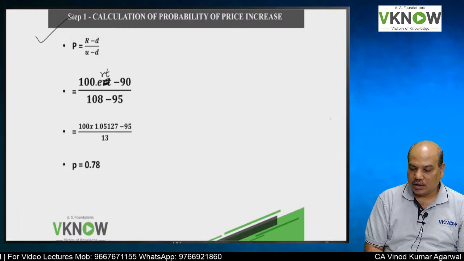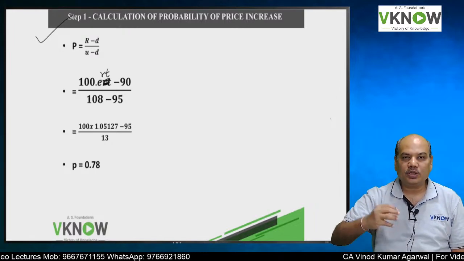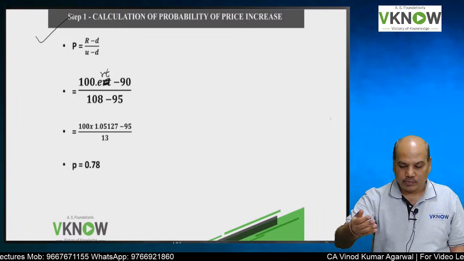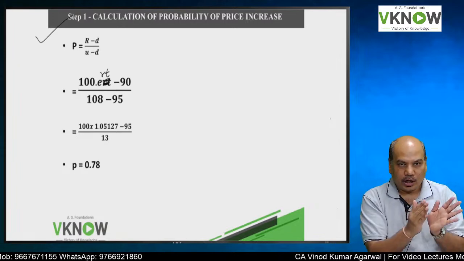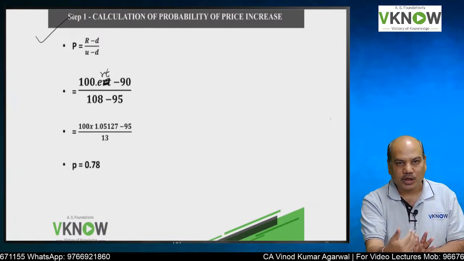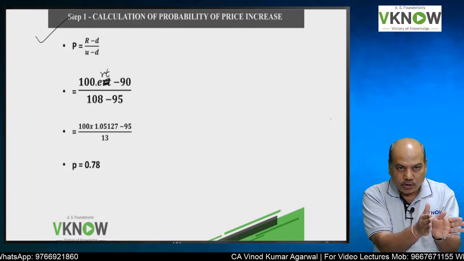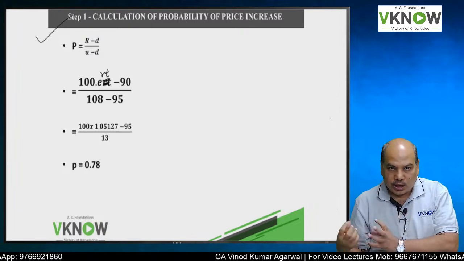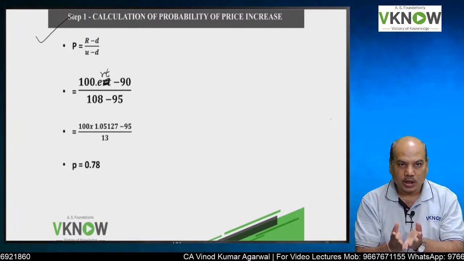What is R here? R means what will be the value of 100 rupees after 1 year when compounded at 5% per annum. Value of 100 at 5% per annum compounded continuously after 1 year. D means what will be share price if it goes down. U means what will be share price if it goes up.